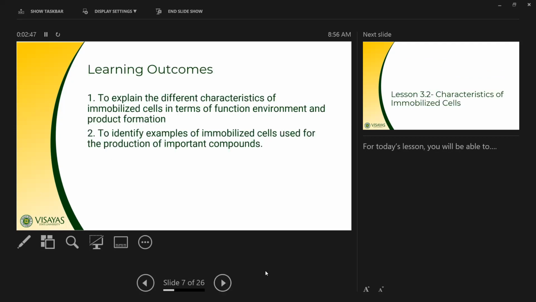For the outcomes of this lesson, you will be able to explain the different characteristics of immobilized cells in terms of function, environment, and product formation. And second, the last objective is to identify examples of immobilized cells used for the production of important compounds.